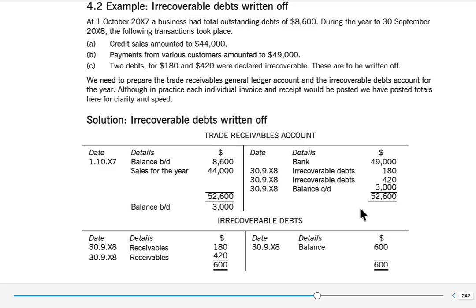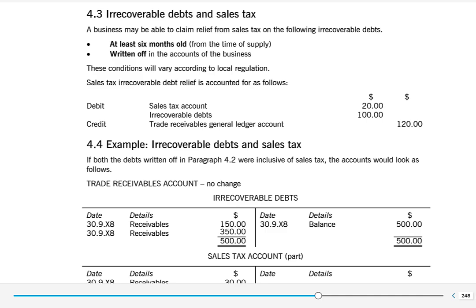Lesson 4.3, Irrecoverable Debts and Sales Tax. Now we add a complication. Sometimes the debt we wrote off included sales tax. For example, a tax like VAT. The book explains that a business may be able to claim relief on the sales tax part of an irrecoverable debt if certain conditions are met.